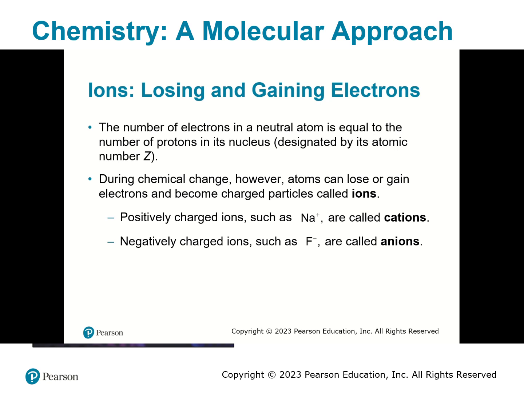So an ion is an element that lost or gained electrons. We have positively charged ions such as sodium, which are called cations, and negatively charged ions such as fluorine, or fluoride, that are called anions.